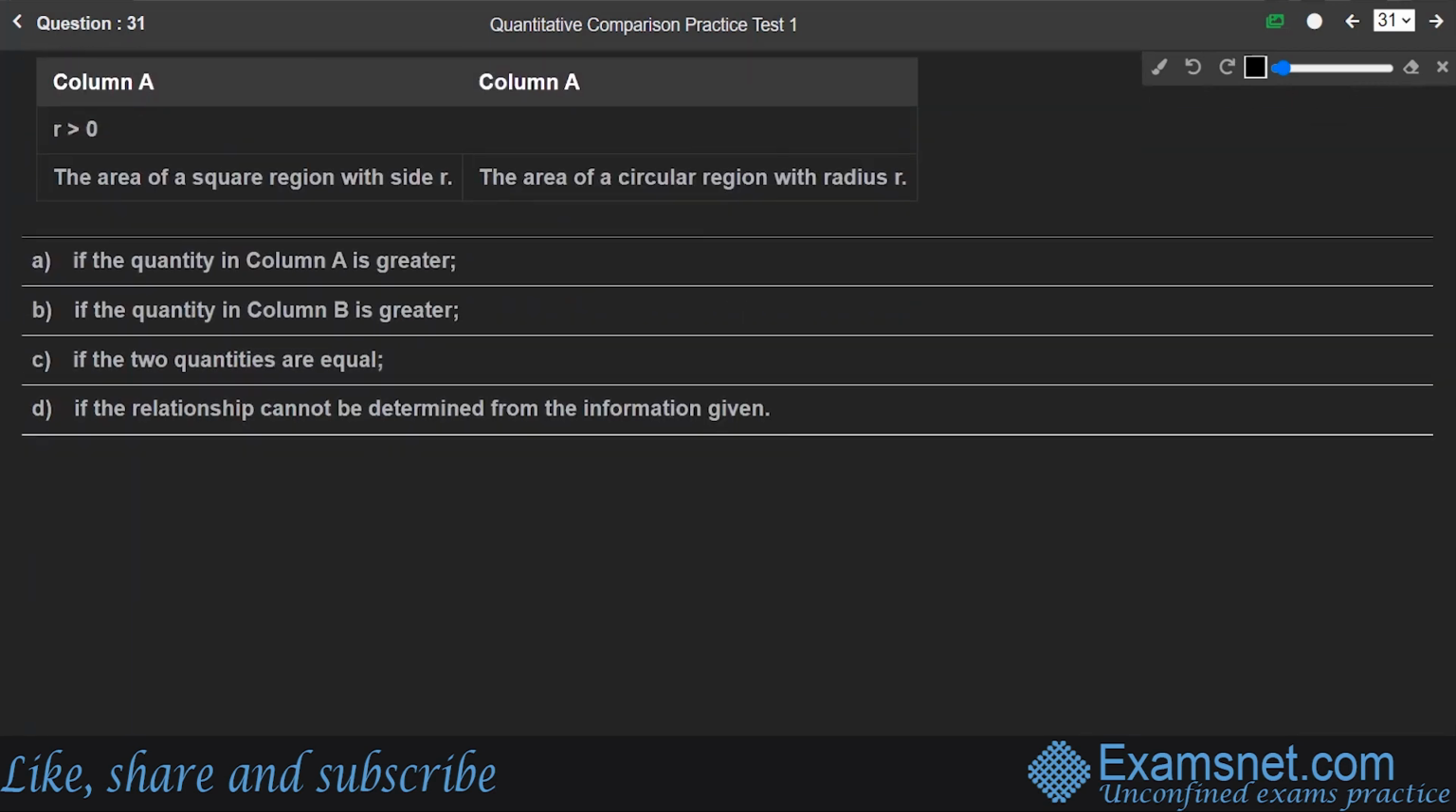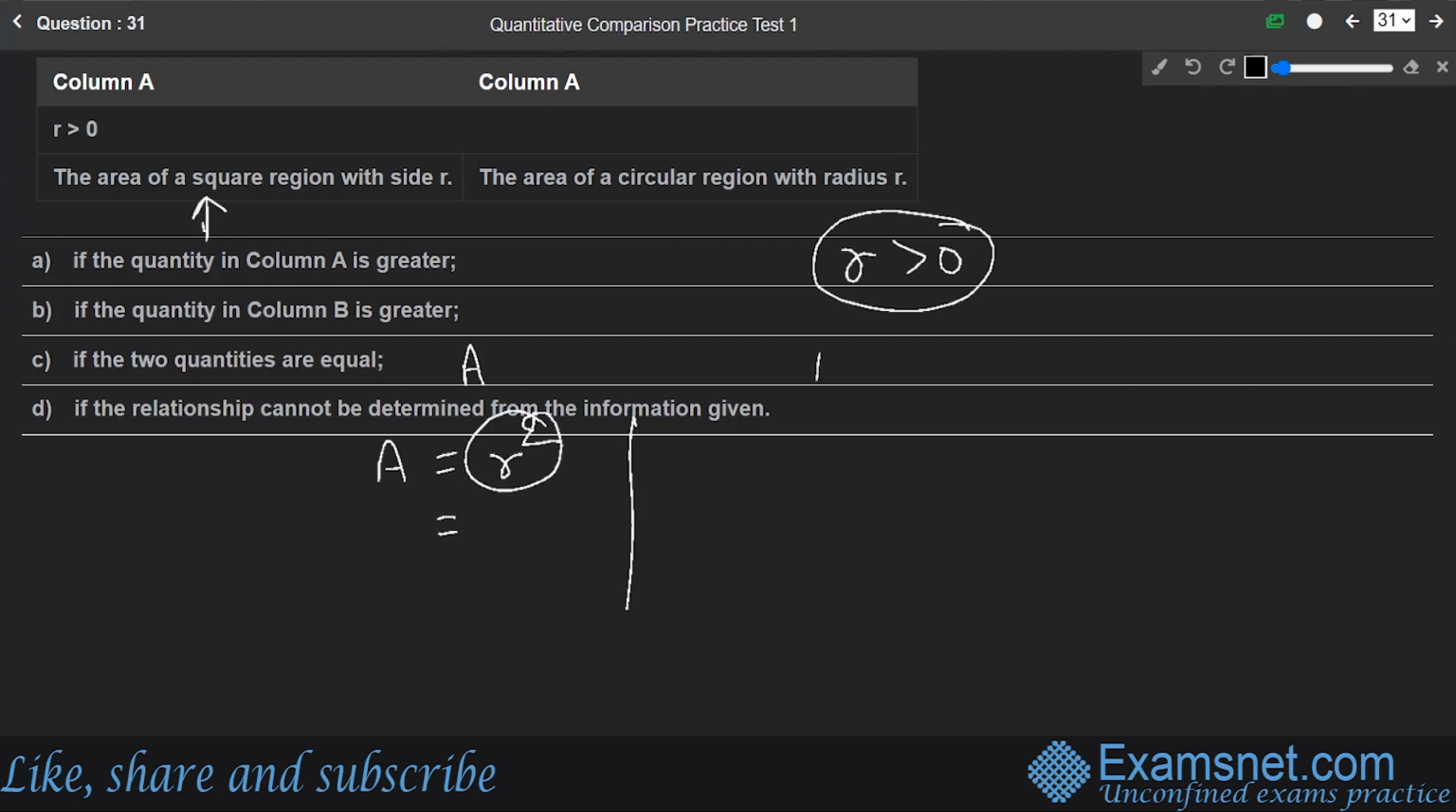Now the question says the common information provided is r is greater than 0, that is, r is to be taken as all positive numbers. The first says the area of a square region with side r. So the area of a square is always given by side squared. So the area of a square with side r is r square, clearly that is in column A. What is in column B?